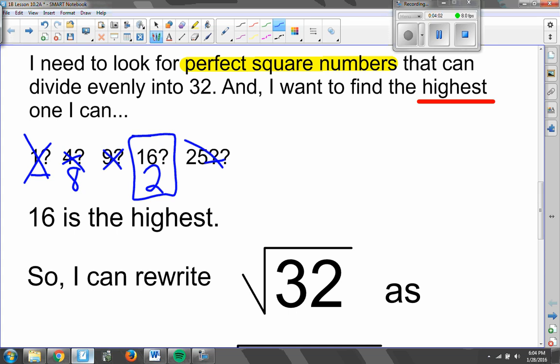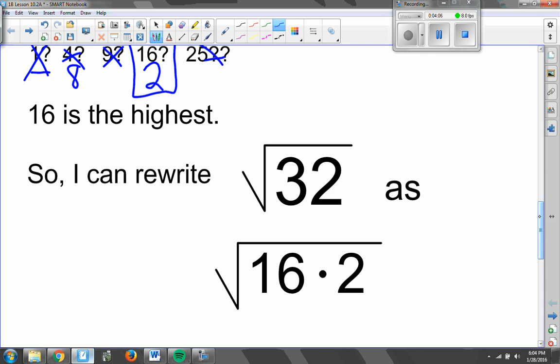So, I'm going to rewrite my square root of 32 like this. The square root of 16 times 2. I'm just splitting my 32 into the two numbers that I know it can multiply to get 32, one of which must be a perfect square number. In this case, this one is the perfect square number.